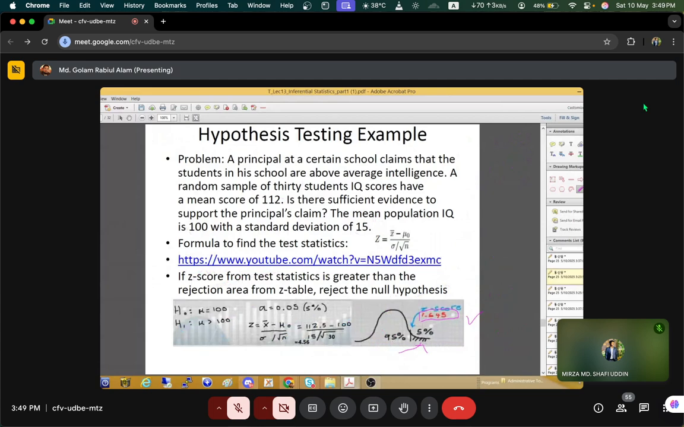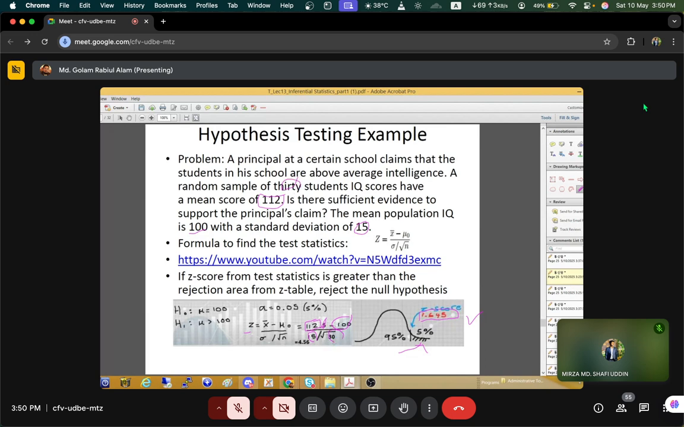So if we want to find out the Z statistic, we apply this equation: x bar minus mu 0, divided by sigma over the square root of n. The x bar value is 112, not 112.5, minus our mu, which is 100, divided by the standard deviation, which is 15, and 30 is the number of students.